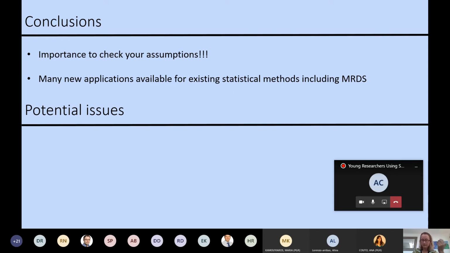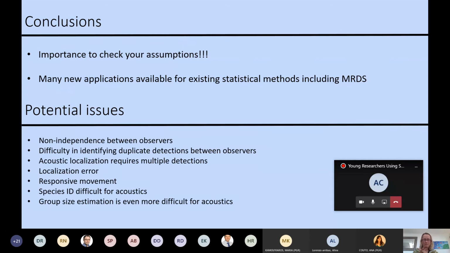And it's important, like I said before, to be able to switch hats a little bit and see what kind of new technologies are out there, what can we make use of. But of course, there are a lot of potential issues, such as non-independence between observers. How can you actually make sure they don't cue each other and they don't react to the same cues?